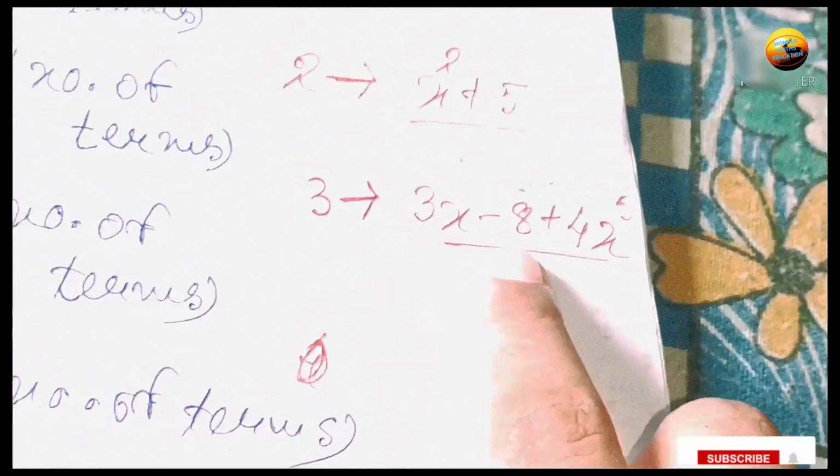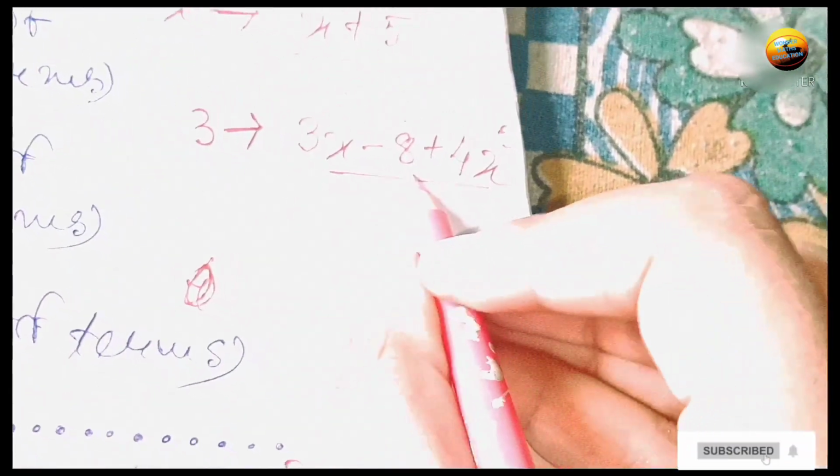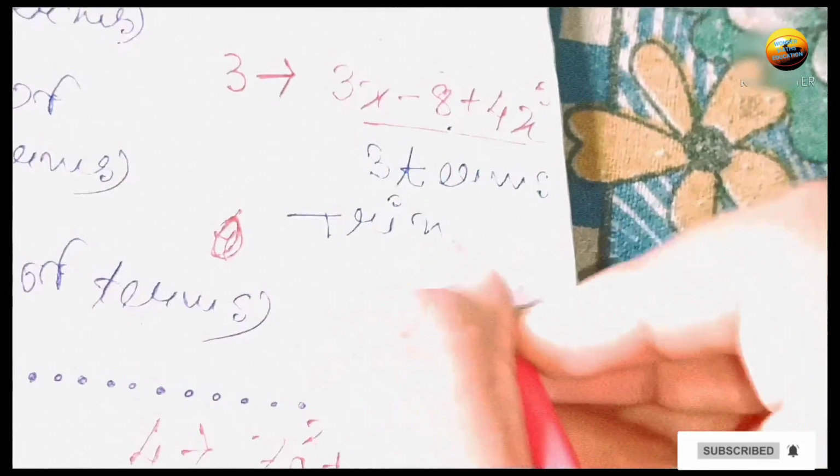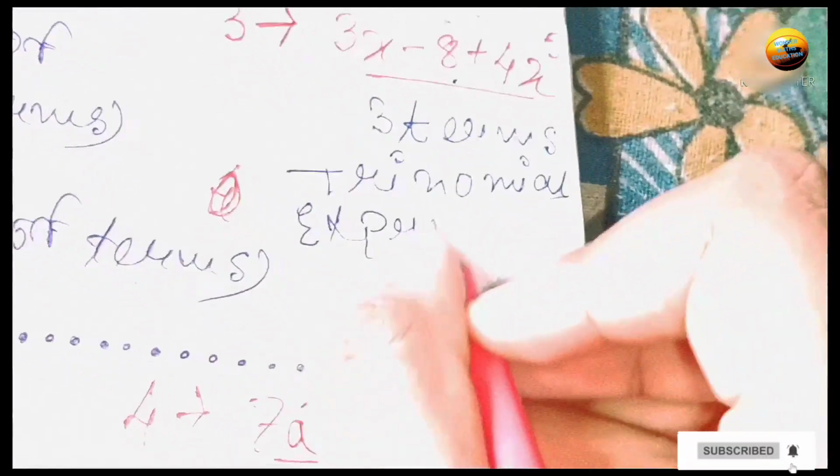And if there are 3 terms, suppose 3x minus 8 plus 4x to the power 5, which has 3 terms, then it will be a trinomial. It will be a trinomial expression here.